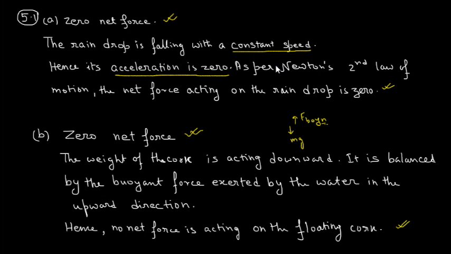Why? The drop is falling with a constant speed. Here, this is the important thing: constant speed. Hence, the acceleration is zero. We know that for constant speed, acceleration is zero. As per Newton's second law of motion, F is equal to ma. The net force acting on the raindrop is zero because the acceleration is zero.